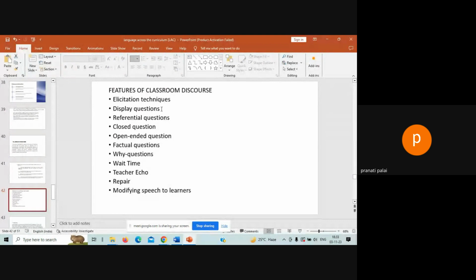So next is your display question. What is a display question? Display question is one to which a teacher already knows the answer. For example, when was Mahatma Gandhi born? Is it visible? Yes, ma'am. So the answer is already known to the teacher, where the answer is already known to the instructor. That is display question.